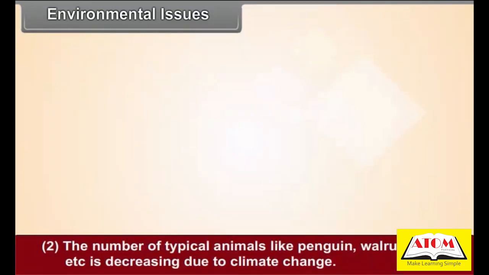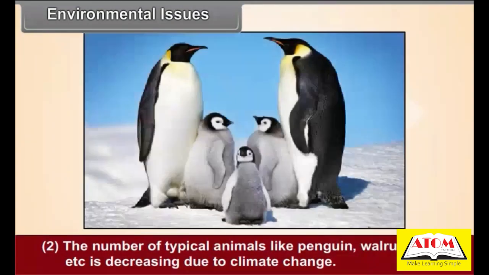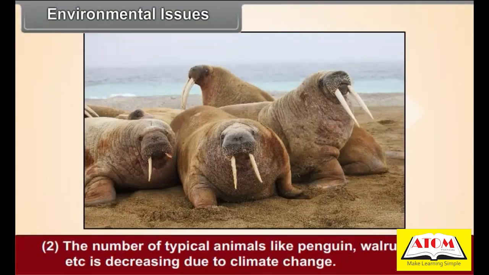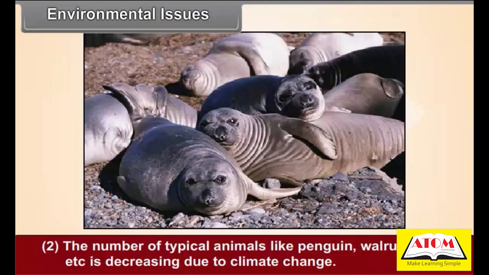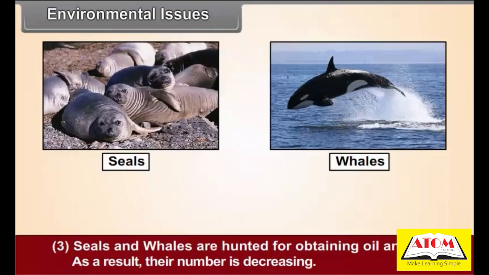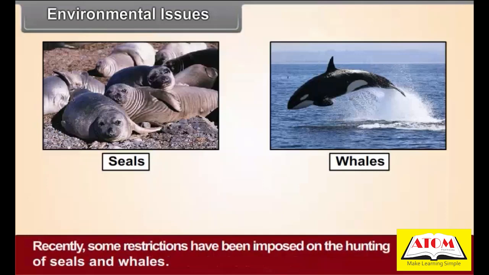Number 2. The number of typical animals like penguin, walrus, seal, etc. is decreasing due to climatic change. Number 3. Seals and whales are hunted for obtaining oil and fat. As a result, their number is decreasing. Recently, some restrictions have been imposed on the hunting of seals and whales.